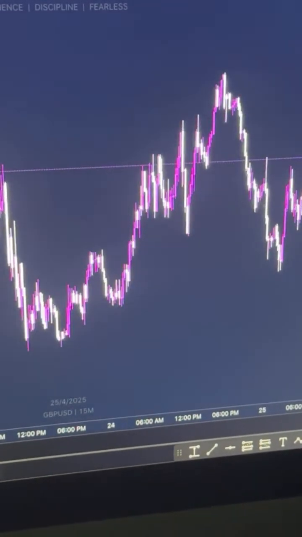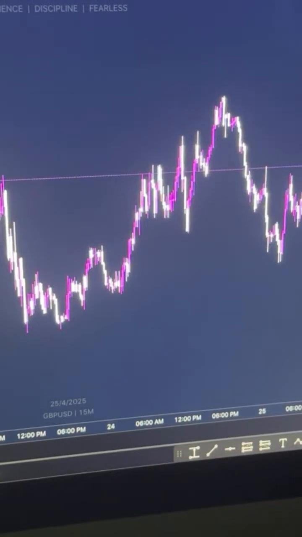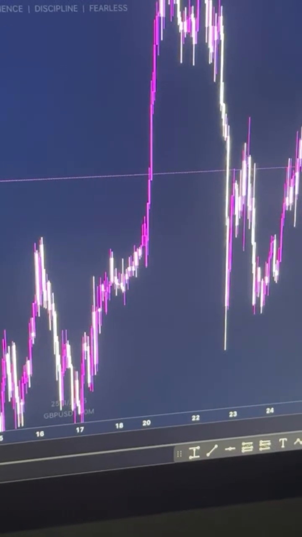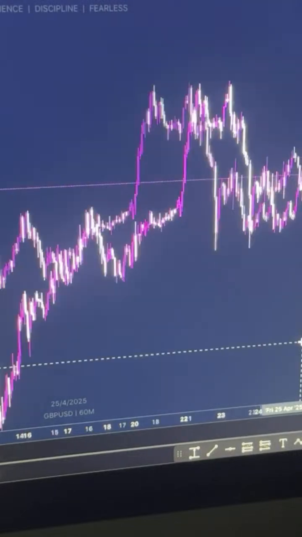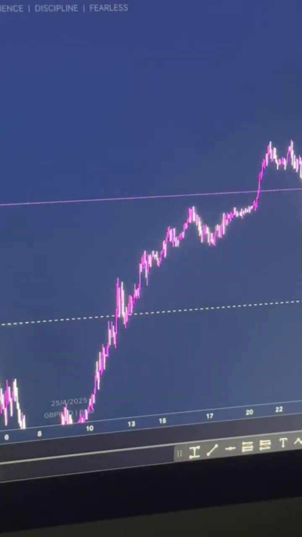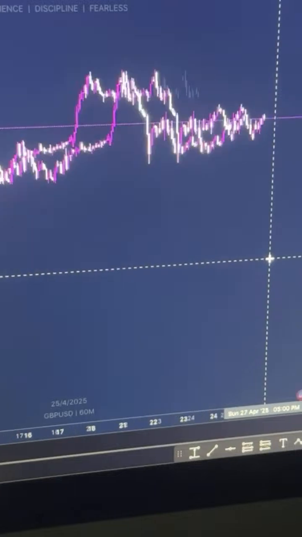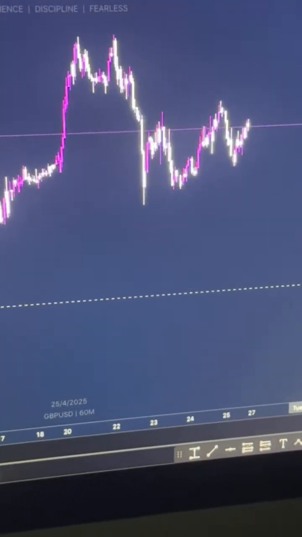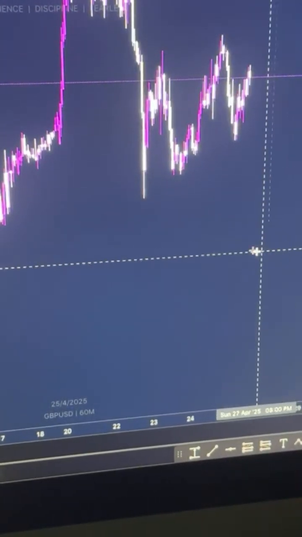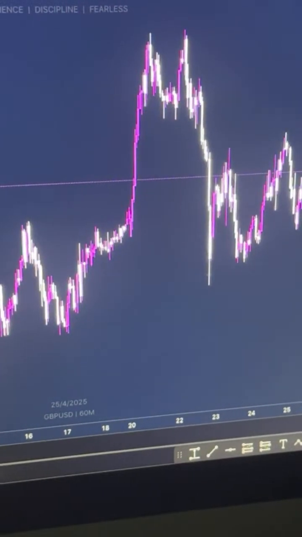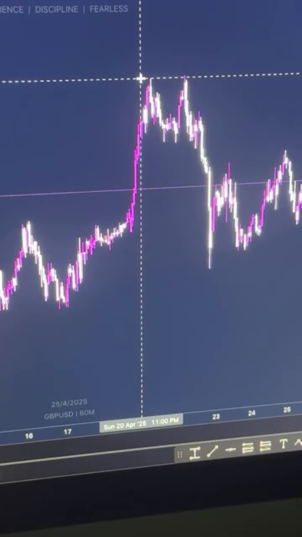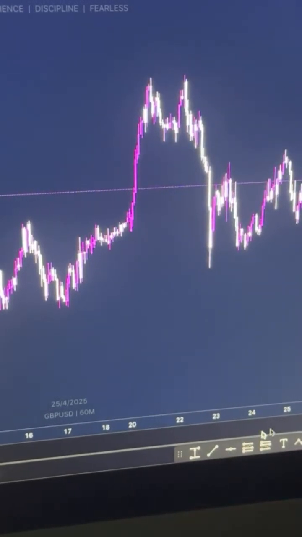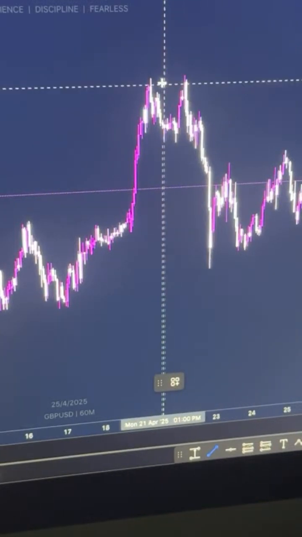Alright, so this is GBP USD. Let's see what the 1 hour is doing. It's not very much bullish on this. Alright, so very much bullish on GU here for sure. Did we sweep this high? I think we did sweep this high here.